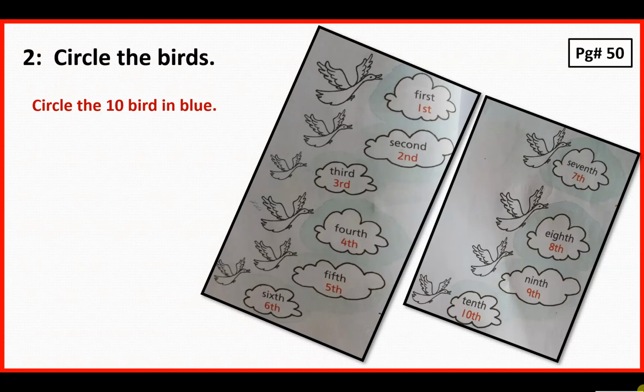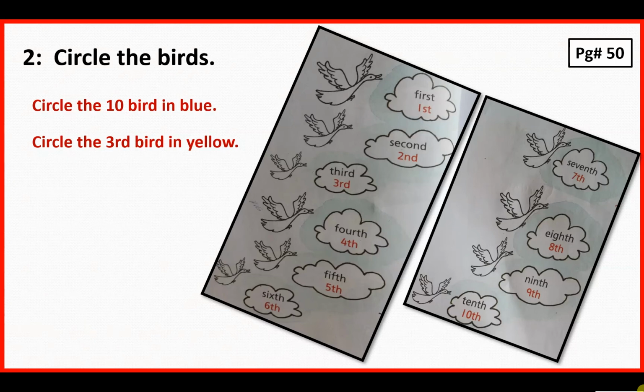Circle the birds. The first question is, circle the 10th bird in blue. Here we have to circle the 10th bird in blue. So, where is the 10th bird? Yes, here it is. So, here we circle the 10th bird blue. Now, the next question is circle the 3rd bird in yellow. So, here is the 3rd bird and circle it yellow.